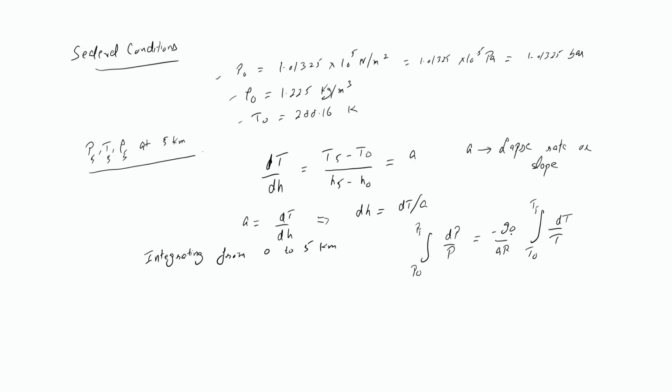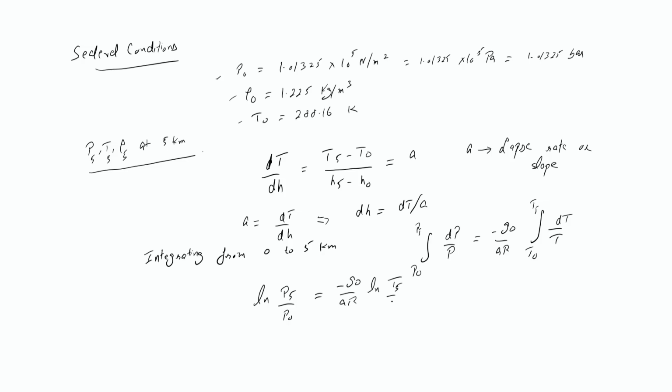These were constants, right? g naught is a constant, lapse rate is a constant, R is the universal gas constant, that is also a constant. So now you understand why we took the assumption that g naught is a constant. This has made things simpler for us. Now g naught has come outside because it is a constant, and it is easy to integrate dT upon T. What is the integration of 1 upon x? Yes, that is ln. So ln of P5 upon P naught equals minus g naught upon AR ln of T5 upon T naught.